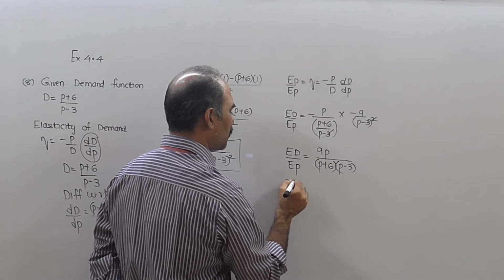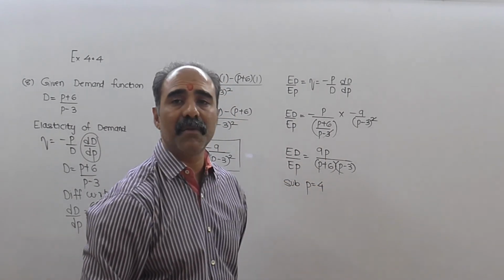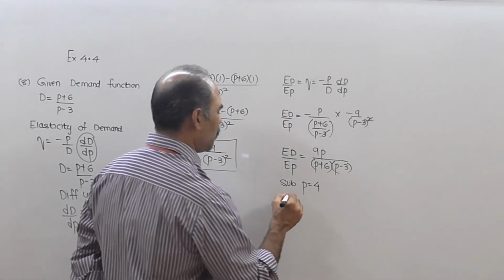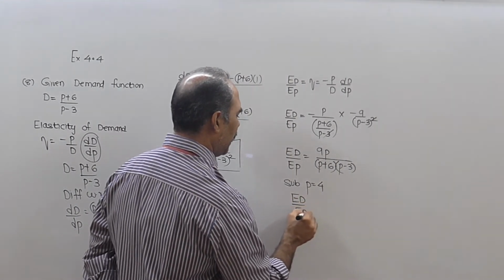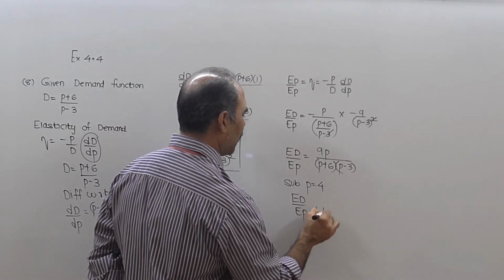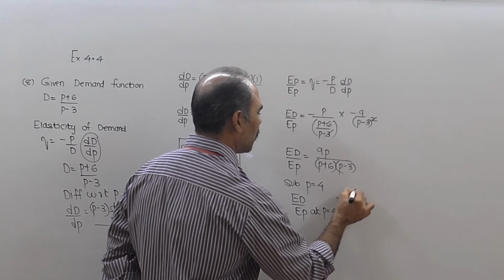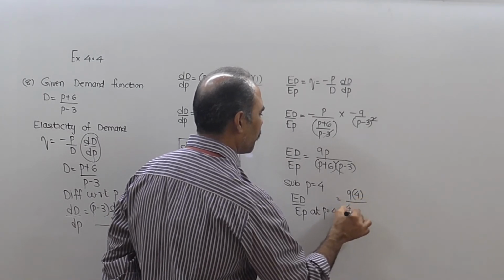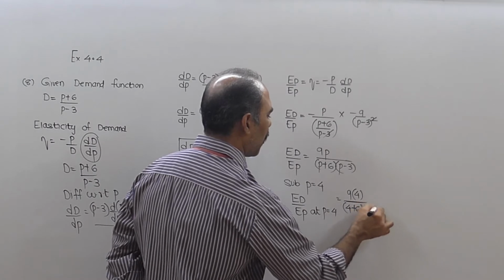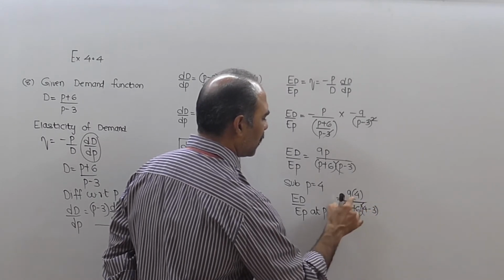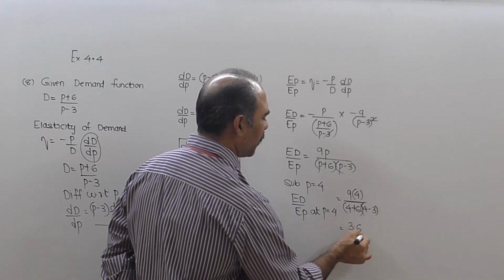Then you have to substitute P equal to 4, because you want to find the elasticity of demand when price is 4. So you probably have ED upon EP at P equal to 4 will be 9 into 4, over 4 plus 6, 4 minus 3. I think this will be 36 upon 10 into 1. The answer will be 3.6.